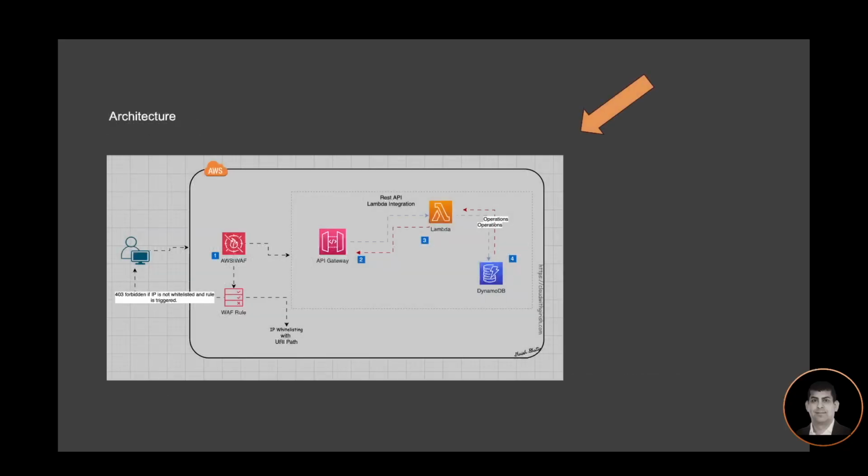Let's look at our architecture. We have the consumer who wants to access the contact API through the API Gateway. It's hosted via API Gateway and integrated with a Lambda function. The Lambda function is getting the data from a DynamoDB and also creating the data in the DynamoDB if there is a POST request for the create contact. We are putting a WAF in front of the API Gateway and we are creating the IP set as well as the rule with the URI path condition. And if the rule gets triggered, then a 403 forbidden message will be provided back to the user.